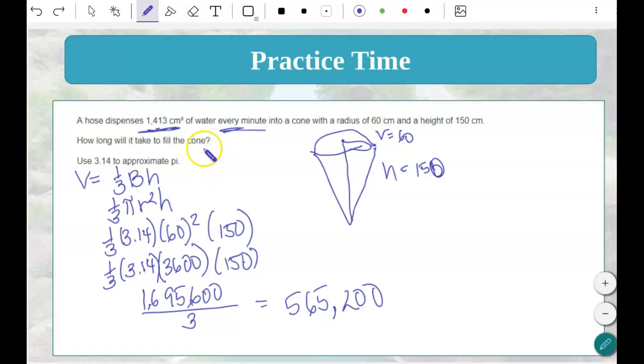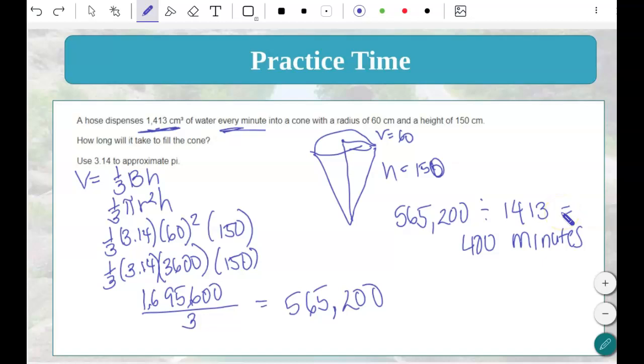It says, how long will it take to fill the cone? So the next step is you actually need to divide the volume by the 1,413 to come up with how many minutes. So divide 1,413 and it comes out to 400. So this takes 400 minutes.